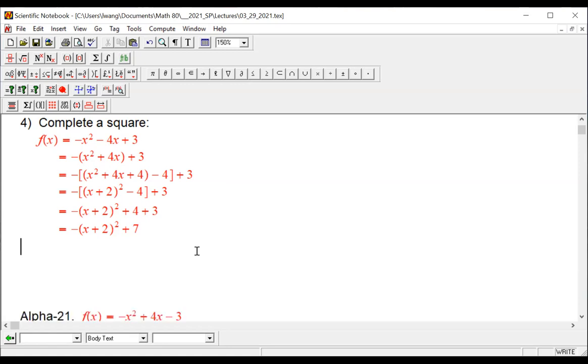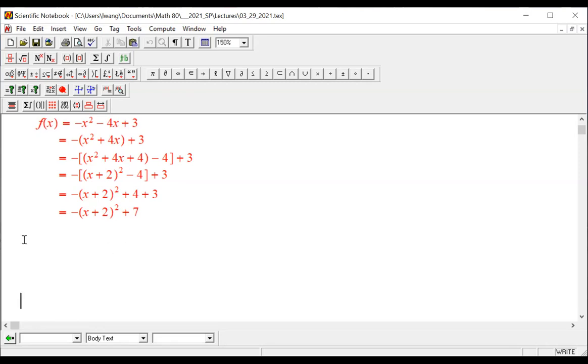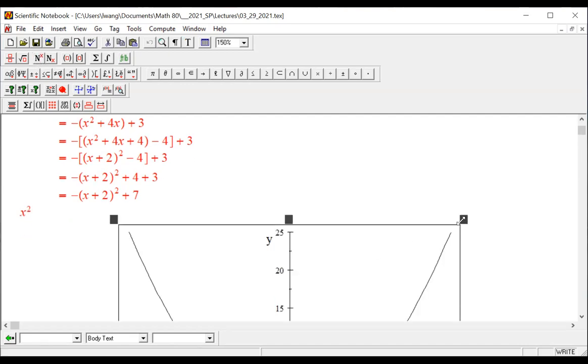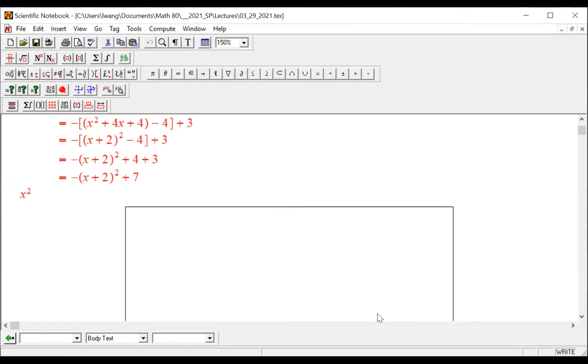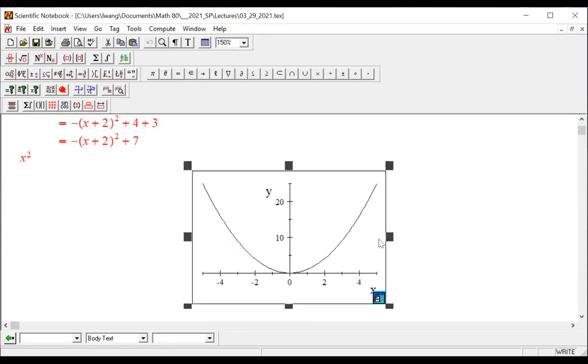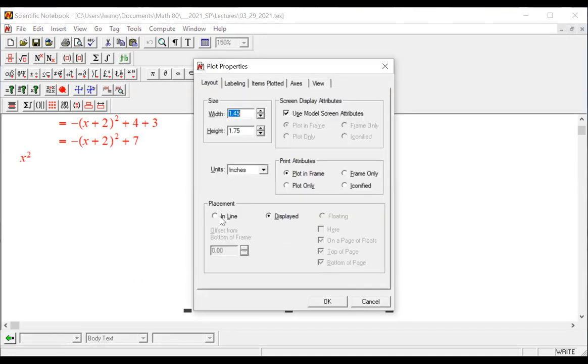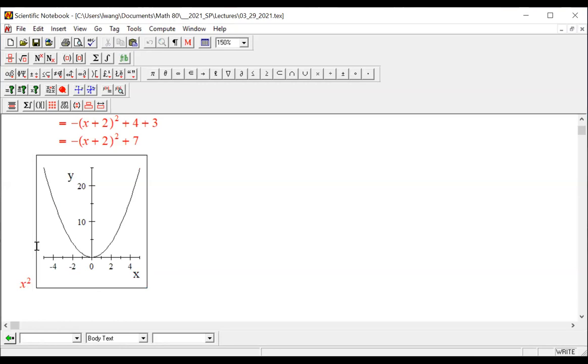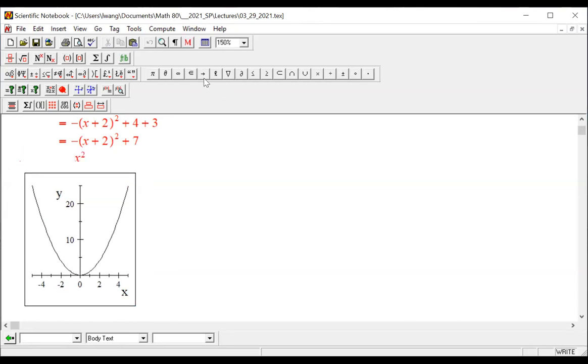Okay, so let's do the shifting transformation about this curve, from x squared, as always. We're going to make adjustments later. So x squared on top, and the next movement will be x plus 2 squared. Then the next movement will be x plus 2 squared with a negative sign in front of it. And the last, of course, is this one, finally.